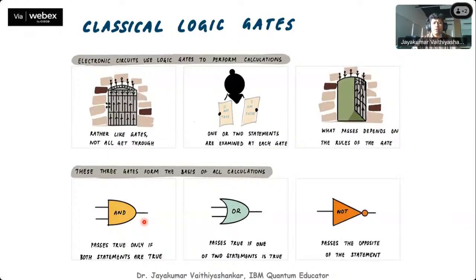Take an example of a NOT gate, which is complementary to both AND and OR. Whenever you give true, your output will be false. Whenever you give false, your output will be true. So it will negate the given statement.